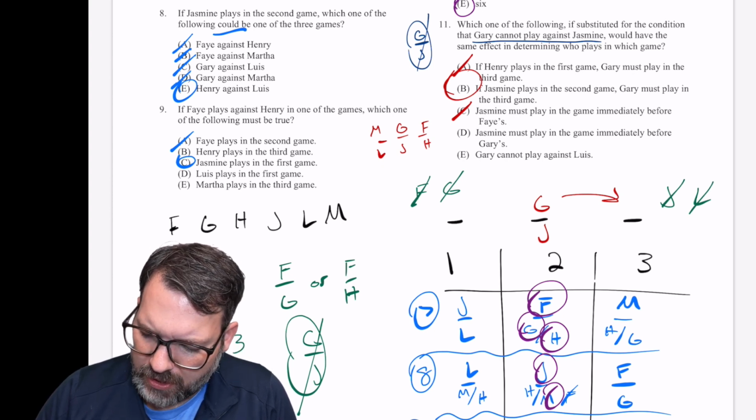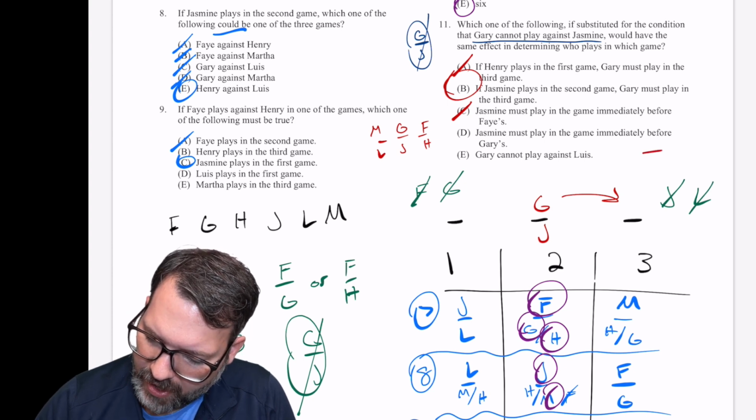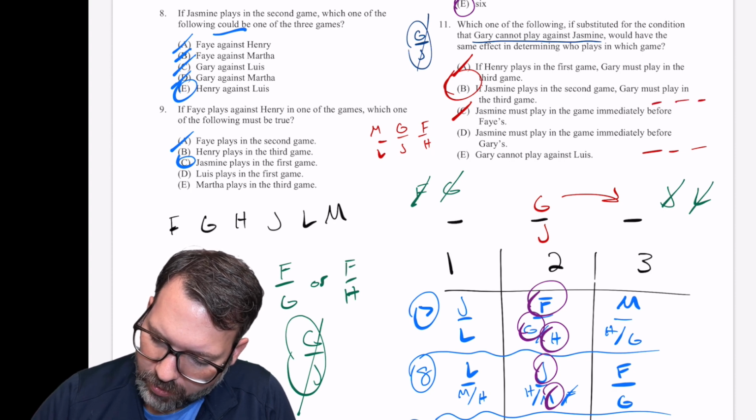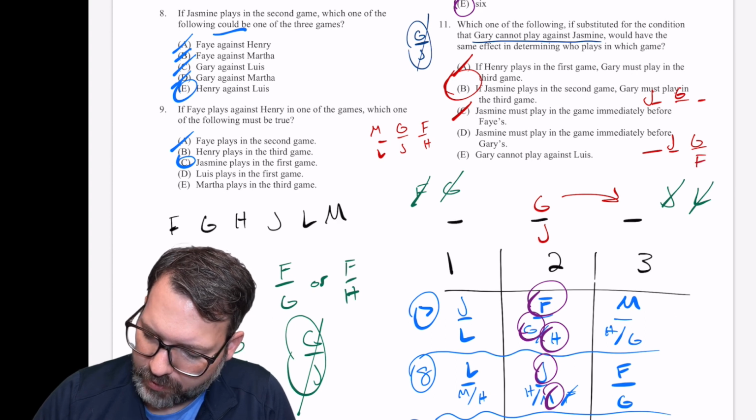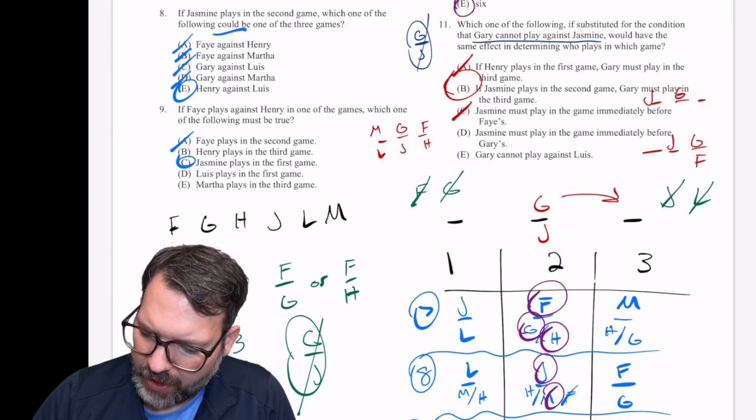Jasmine must play in the game immediately before Gary's. Ooh. I mean, that does require that they're not together, right? So either that would happen in 2 and 3, or it would happen in 1 and 2. Like if J is first, G is second, or J is second, G is third. But what else happens here? Well, for example, F never goes first, and so here F would have to be against G. And then what do we do with M, L, and H? I think we could kind of distribute them any way we want.